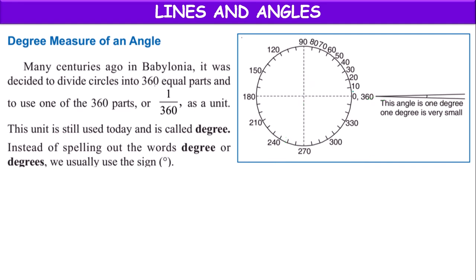Even for 90 degrees, we have a special name called a right angle. A 90 degree angle is known as a right angle. And 180 degrees also has a special name, because this 180 degree arc is formed on a straight line. So that's why a 180 degree angle is known as a straight angle.